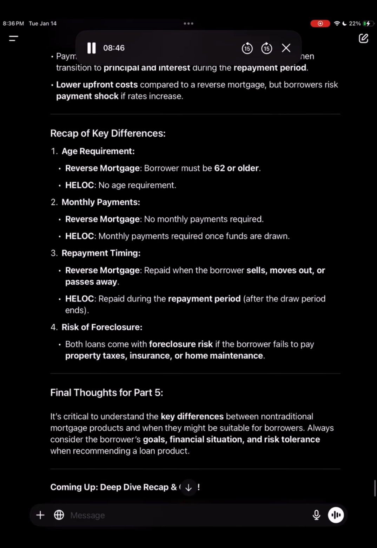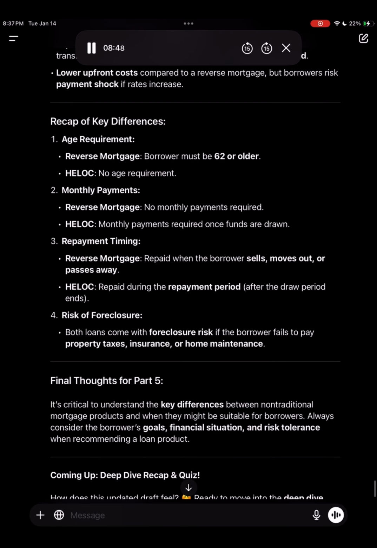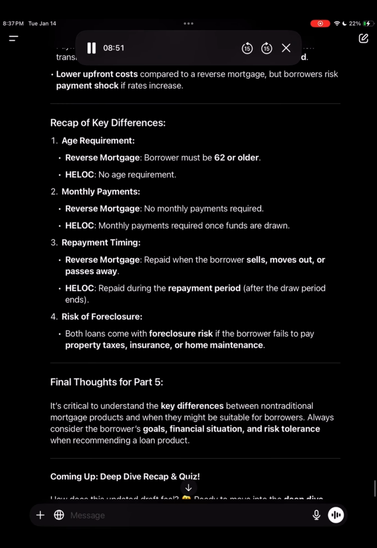Recap of key differences. 1. Age requirement. Reverse mortgage, borrower must be 62 or older. HELOC, no age requirement. 2. Monthly payments. Reverse mortgage, no monthly payments required. HELOC, monthly payments required once funds are drawn. 3. Repayment timing. Reverse mortgage, repaid when the borrower sells, moves out, or passes away. HELOC, repaid during the repayment period after the draw period ends. 4. Risk of foreclosure. Both loans come with foreclosure risk if the borrower fails to pay property taxes, insurance, or home maintenance.